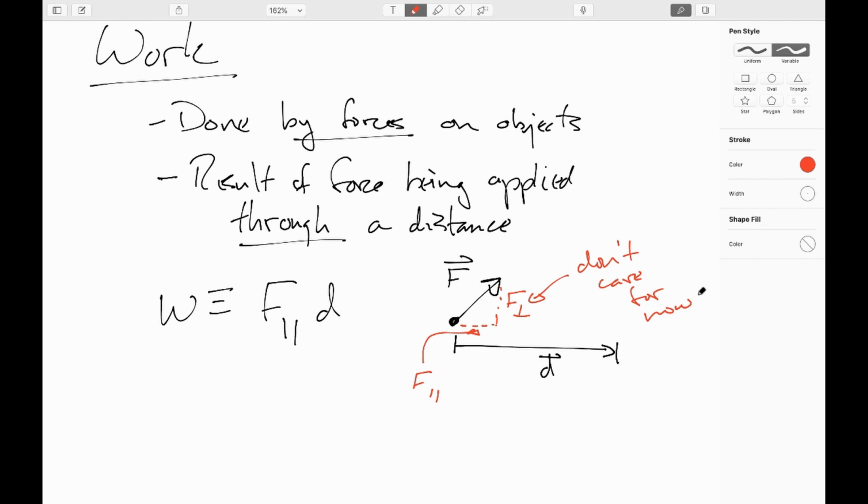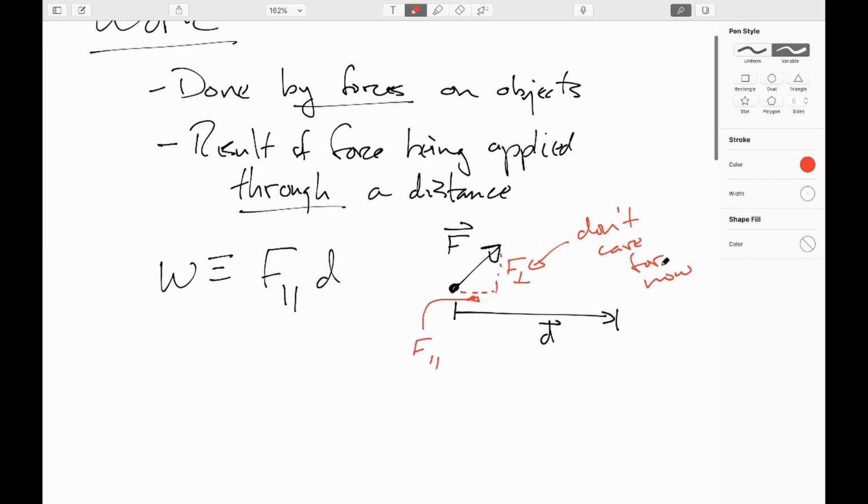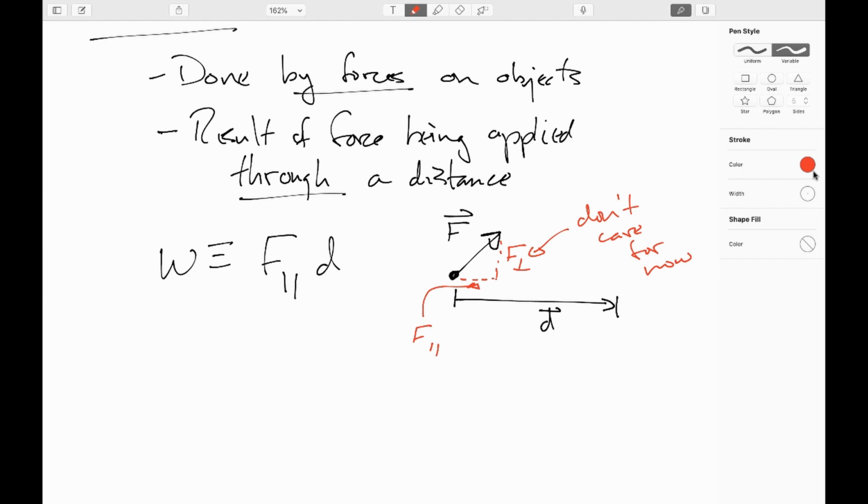Now, in this particular example, there must be more than one force acting on the object in order for it to keep displacing in the direction that I drew it. But this would be the work that this particular force does. So if we look at the units, if you take a Newton and you multiply it by a meter, you'll get that, again, the units are joules.